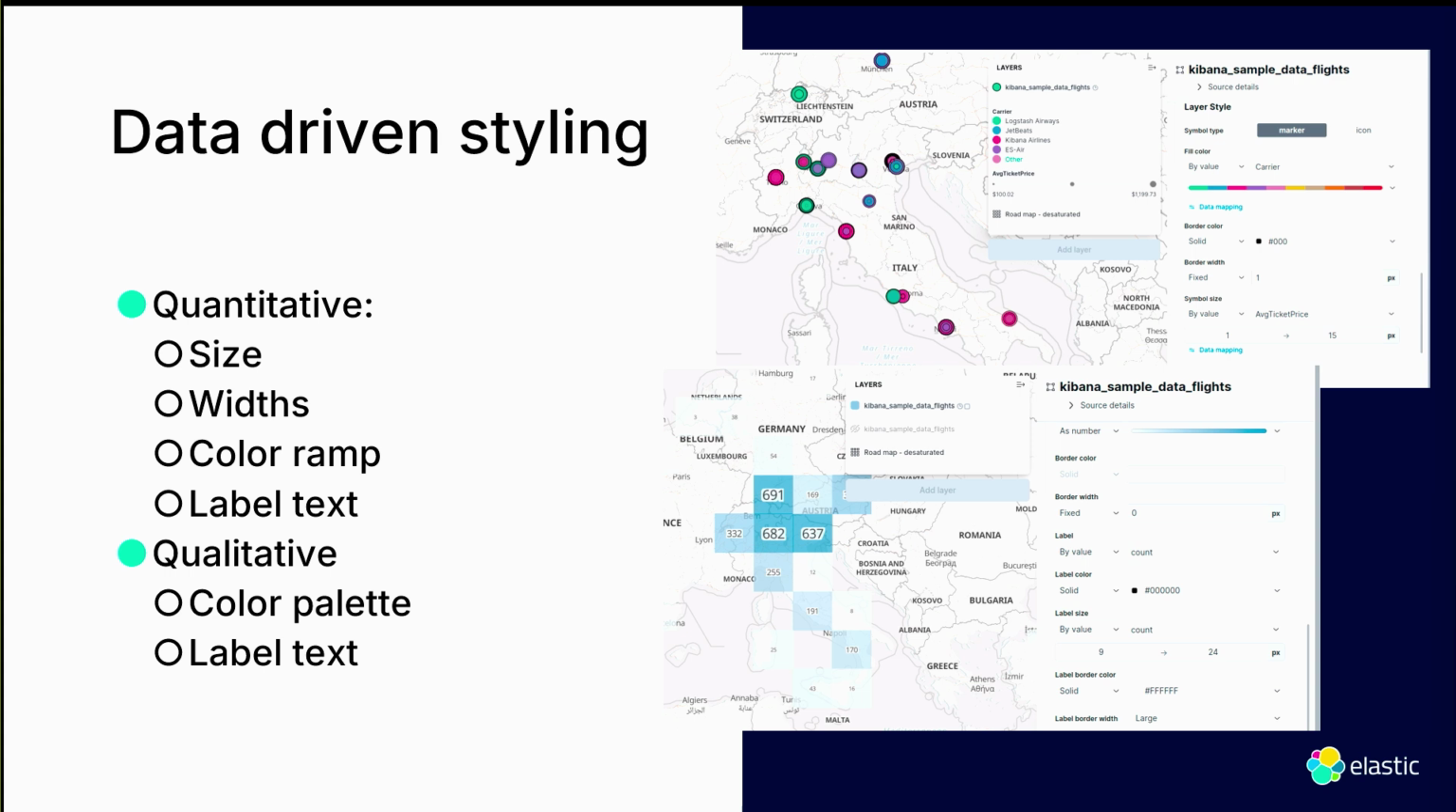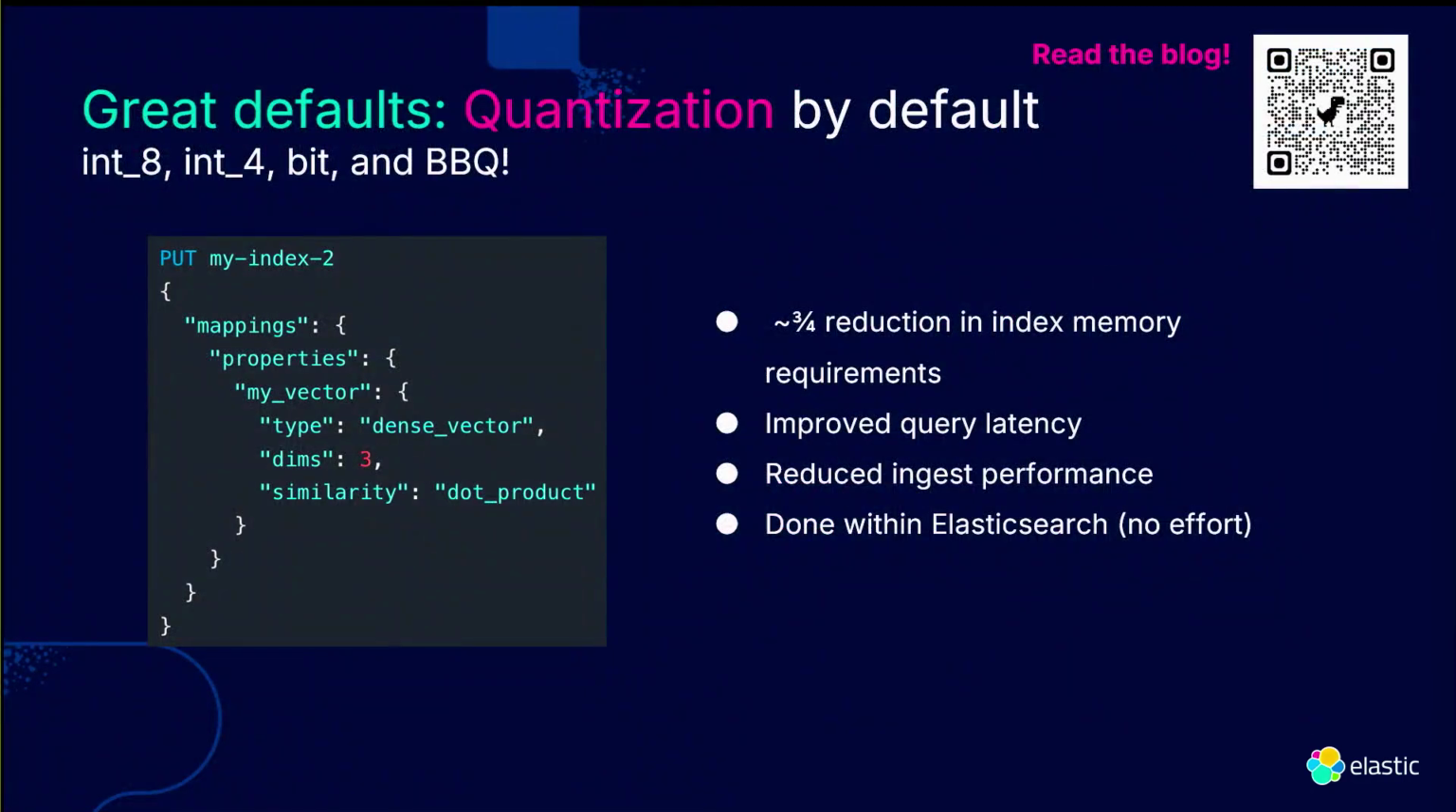And it really makes it easy to understand really complex data maps by the color or the shape or the size of things. So I mentioned quantization and barbecue earlier. But we do have other quantization techniques available: int8, int4, bit. By default, if you send us float vectors and you don't do anything, we're going to quantize those down to int8.